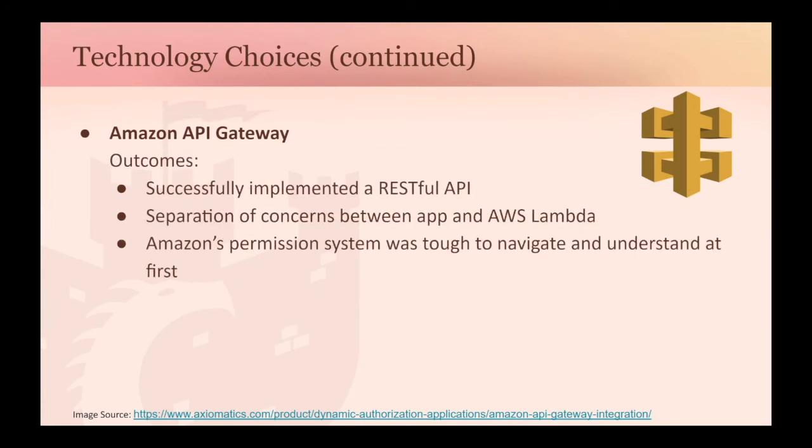So as a result of using Amazon API Gateway, we successfully implemented a RESTful API. In addition, having a RESTful API allowed us to have a separation of concerns between our app and AWS Lambda. However, the tough part was trying to navigate and understand Amazon's permission system once again.